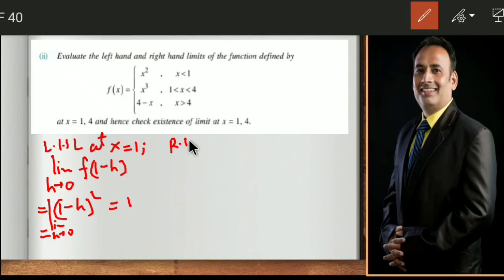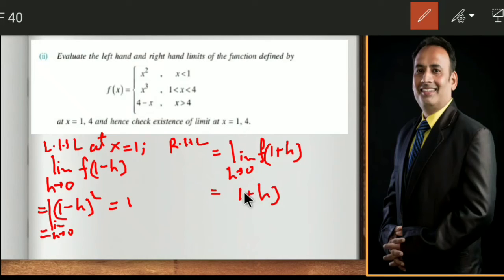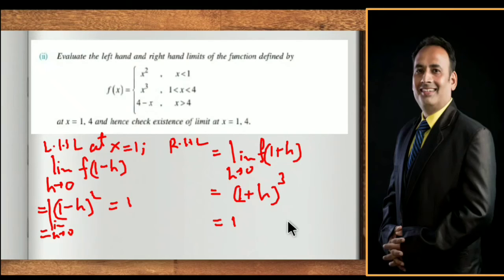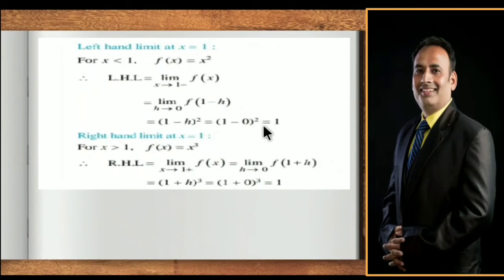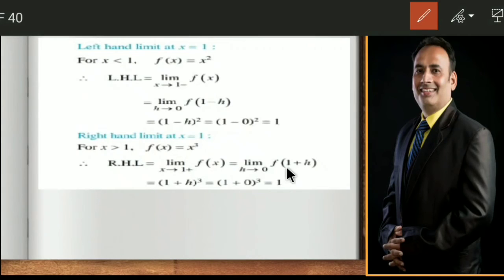And RHL at x = 1: once again, limit h tends to 0 of f(1 + h). Here 1 + h goes into the x³ function, so we have (1 + h) to the whole power 3. If you open this, applying the formula for (a + b) whole cube, once again the result is 1. So the LHL is 1 and the RHL is 1. The limit exists as LHL and RHL are both equal at x = 1. So we can say the limit as x tends to 1 of the function exists.